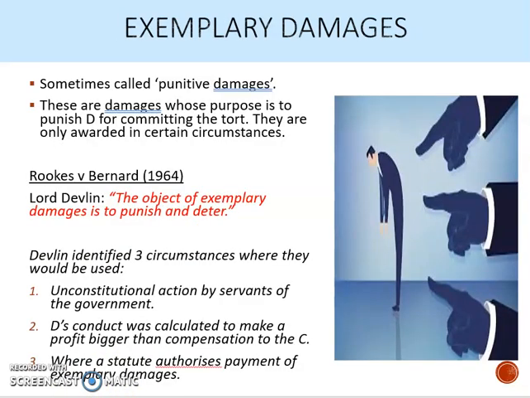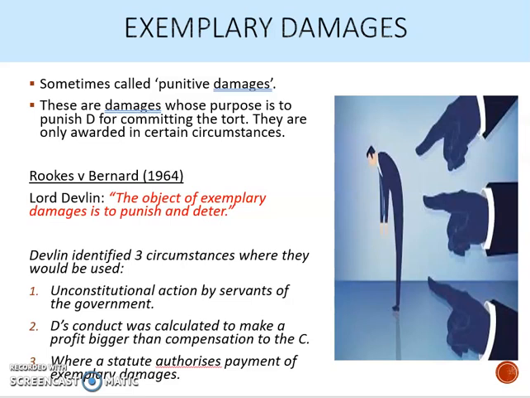Exemplary damages are similar to aggravated damages, but rather than stemming from injury to the claimant's feelings, they stem from the defendant's own poor behaviour with the aim of making an example of their conduct. They're sometimes called punitive damages, and these are damages whose purpose is to punish the defendant for committing the tort. They're very rarely used because, if you remember, the main aim of compensation in tort is to put the claimant back in the position they would have been in.